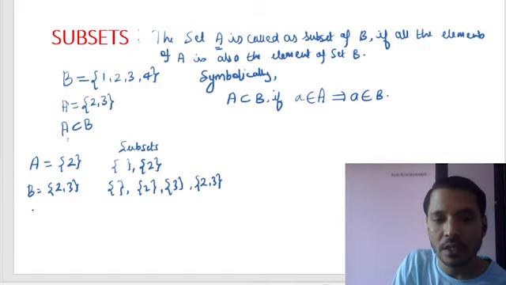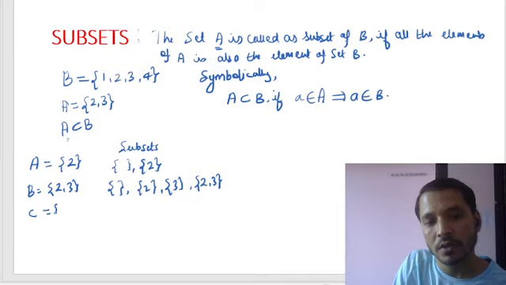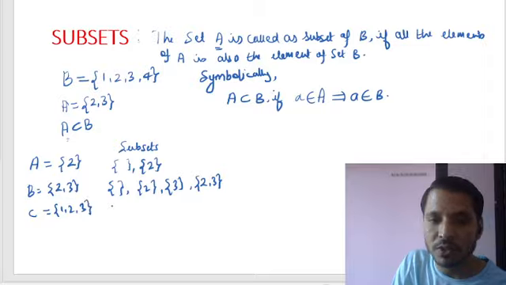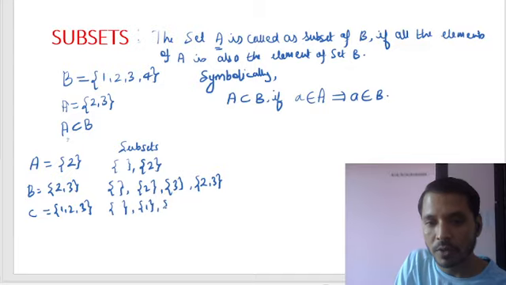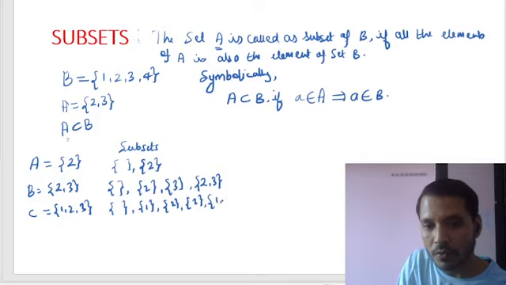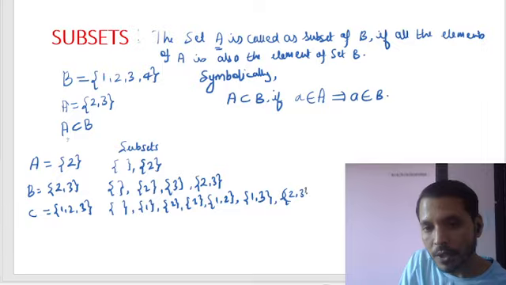One more, let us take C. If C consists of three elements 1, 2, 3, then how many subsets are possible? First you will say the empty set, then the set which consists of element 1, the set of element 2, the set of element 3, then the set 1 comma 2, the set 1 comma 3, and the set 2 comma 3. You can just count how many we are getting in each case.